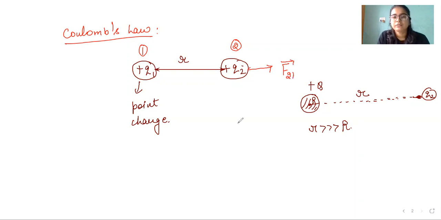Force is a vector quantity, so we have to write the direction also. That's why I have written it in vector form. Now similarly, this Q2 charge will also apply a force on the Q1 charge. So this is the force on the first charge due to the second. Clear?